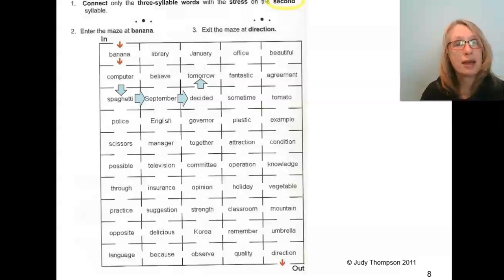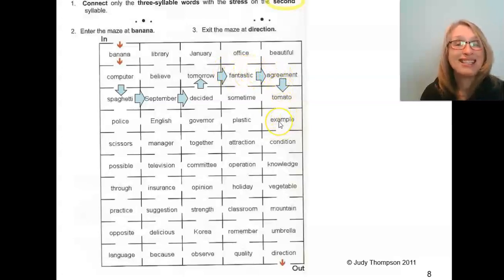We need fantastic, fantastic. Agreement, tomato. So a couple of things to note with agreement. We don't say that T, right? It goes away. Agreement, tomato, tomato, fantastic. You don't say the T, although if you do say the T, it's not a problem, but most people are going to say fantastic, agreement, tomato.